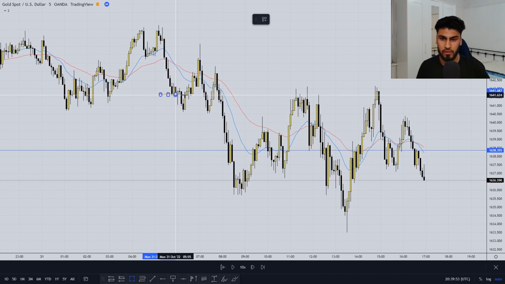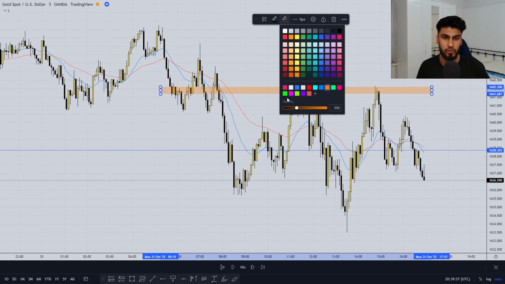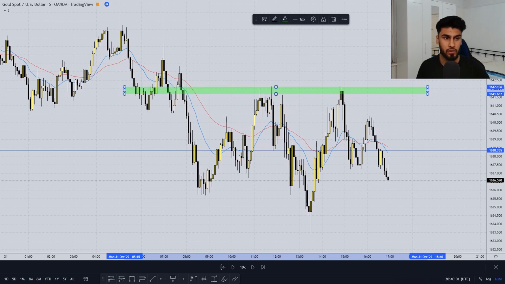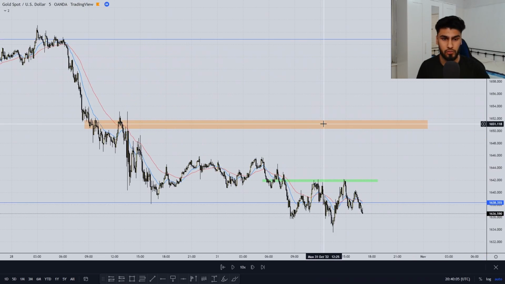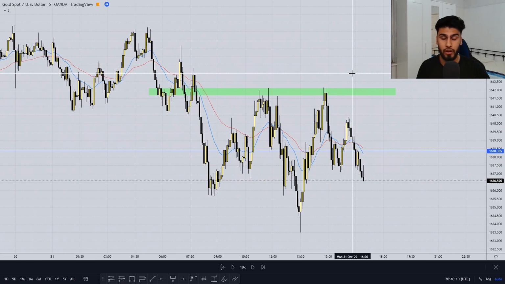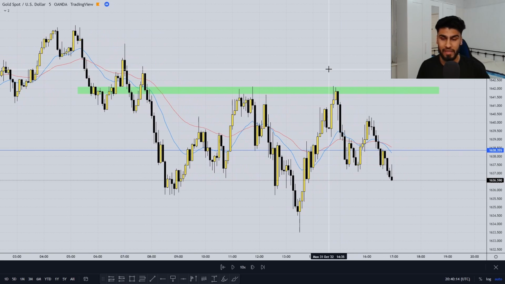Which I would consider it to be around over here, as I'm taking the average of the move. Now I'm also color coordinating my levels, so I understand, okay, this level over here is my 30-minute level, and this level over here is my 5-minute level. This helps me understand where I am in price and what the market is doing in each time frame. So right now the 30-minute and the 5-minute are bearish.